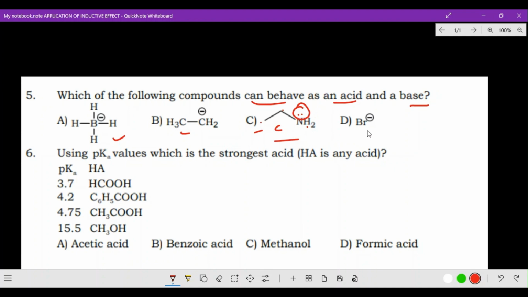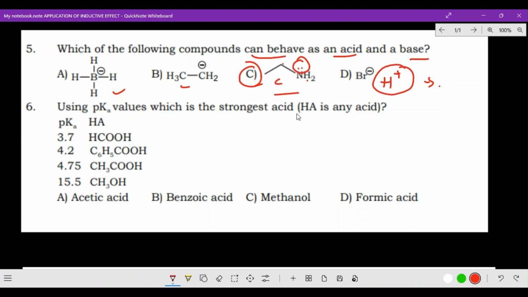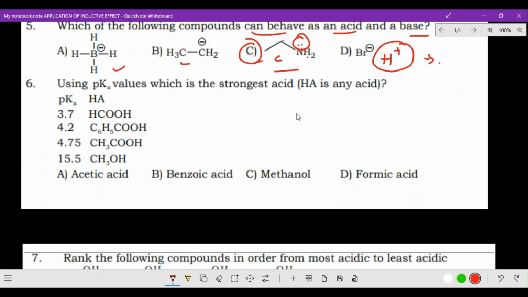Now Br minus is a base, but when it combines with H plus ion, it becomes a very strong acid. Now what is the question they are asking? Which can behave as acid and base? So option C is the correct option, CH3CH2NH2. Please remember, when they ask about acid and base in this way, an amino group has to be present in one way or another. Suppose 2 or 3 groups are there, we have to check base and acid, but with only one group, we can decide directly.